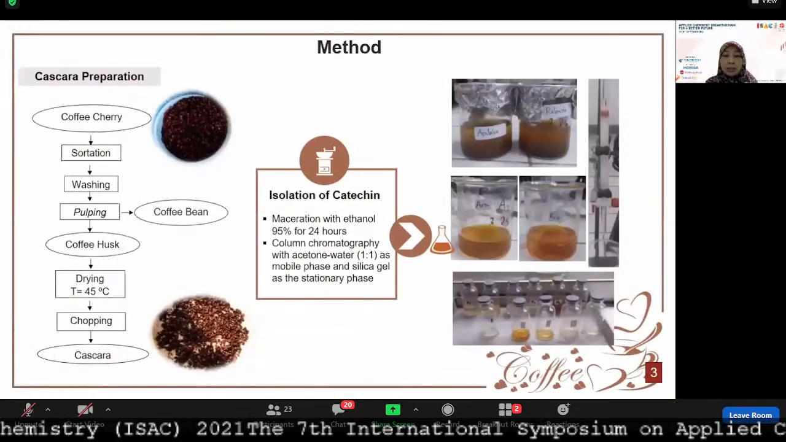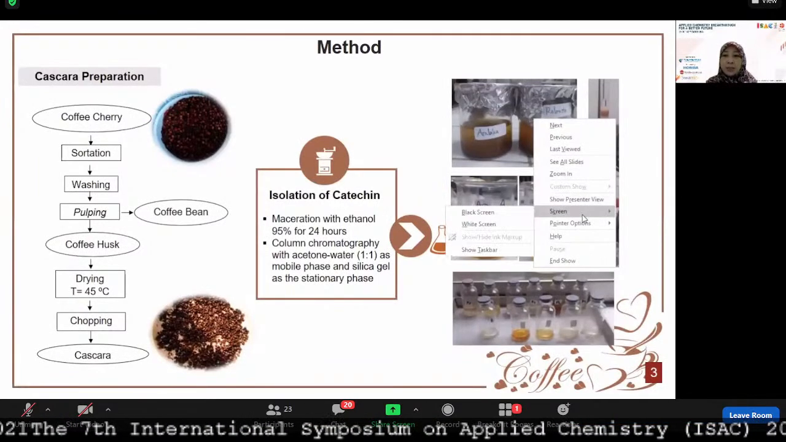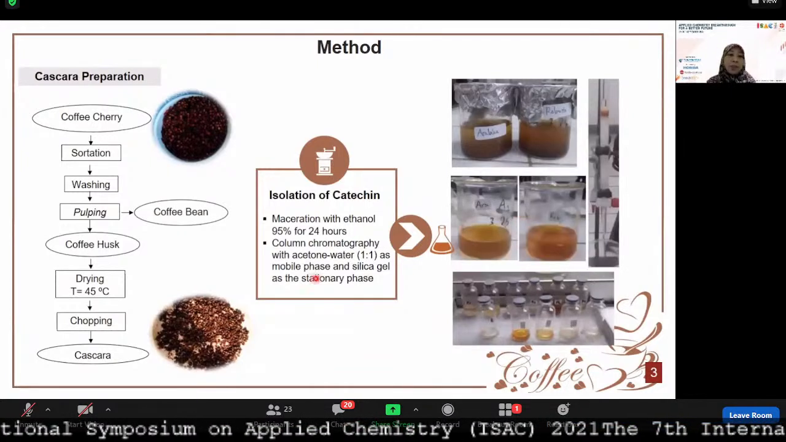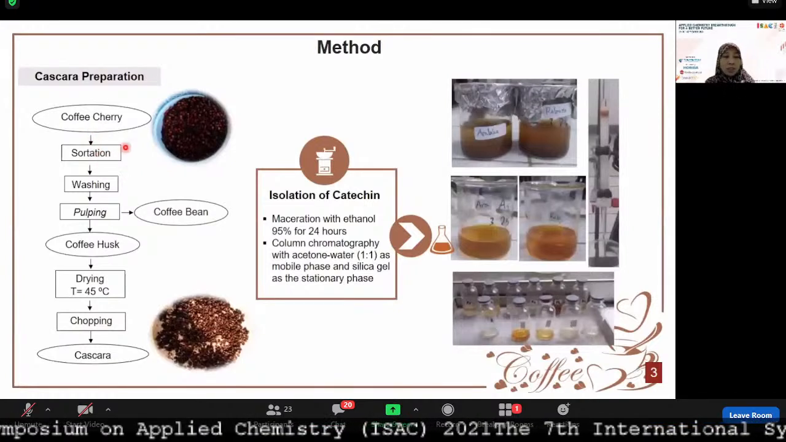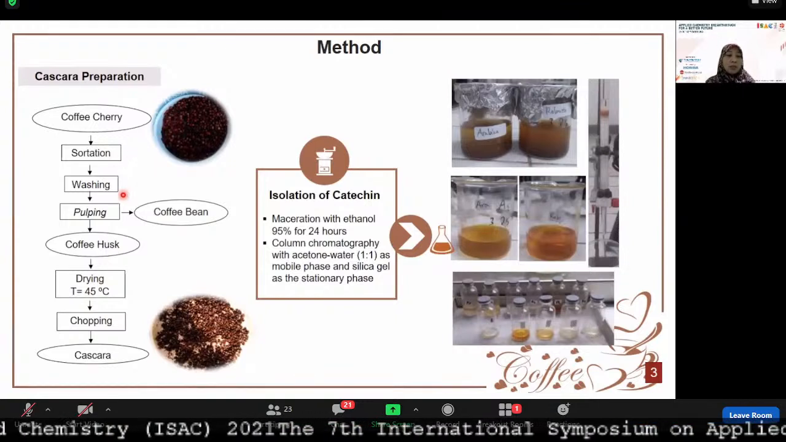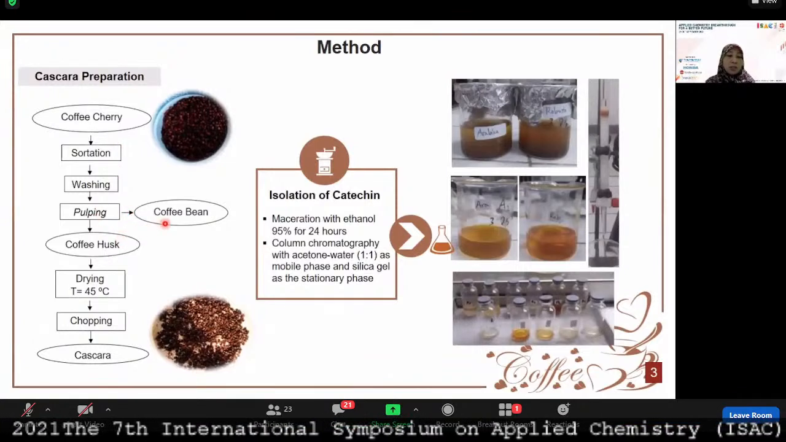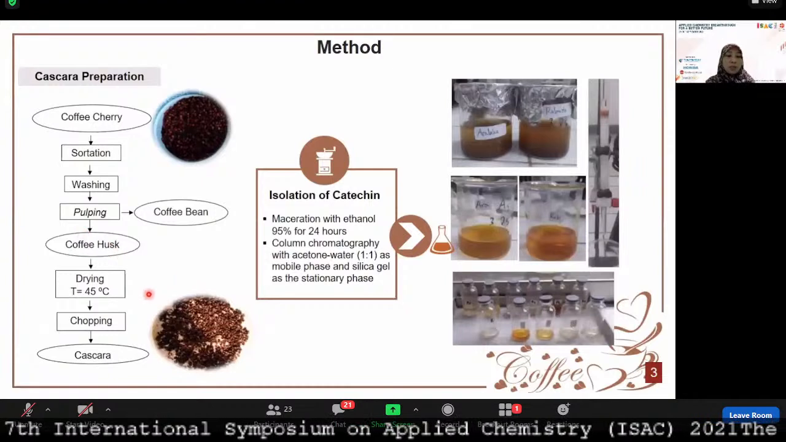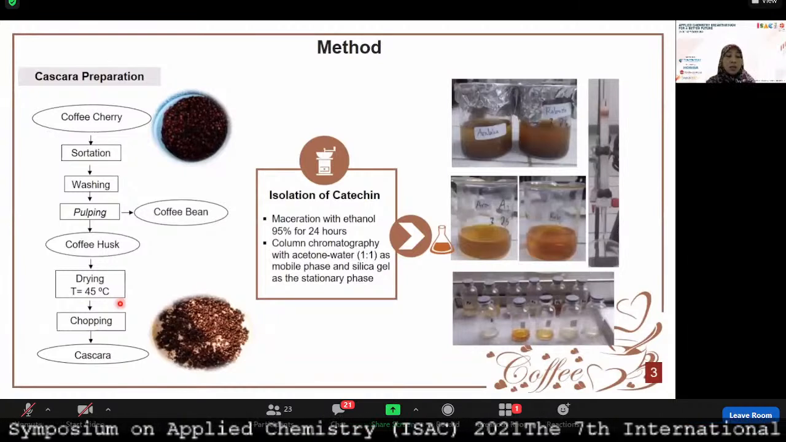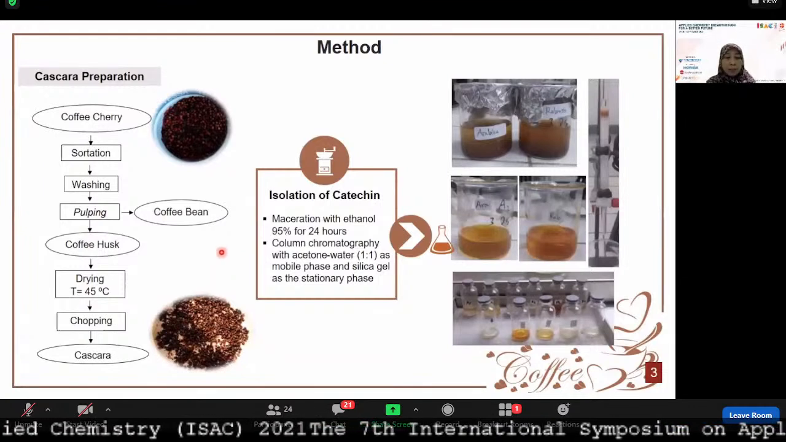Okay, from the method, first we prepare the cascara from coffee cherry, and then we sort the cherry to remove the impurities and the overripe cherry, and then we wash and pulp the cherry to separate the coffee bean and coffee husk, and then we dry the coffee husk at 45 degrees Celsius, and then we chop it to get the cascara. The next step is isolation of catechin from cascara.